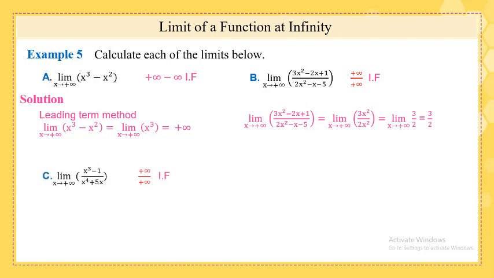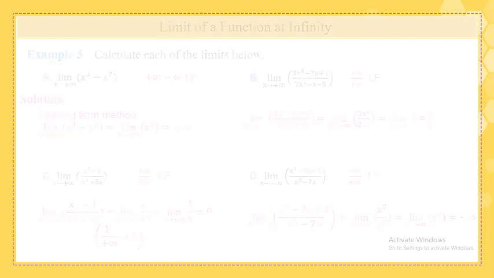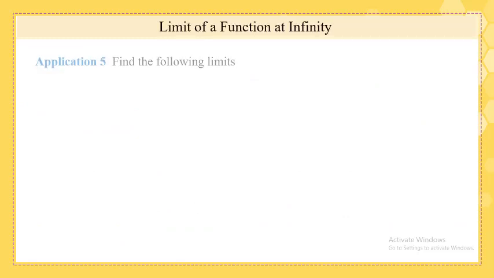In part C, we also use the leading term method. The limit will be equal to the limit of x^3 over x^4, which is the limit of 1 over x, which tends to 0. Now, the limit of x^5 minus 3x plus 1 over x^2 minus 7x will be equal to the limit of x cubed, that is minus infinity, as x tends to minus infinity. As an application for you, please do the following limits alone.